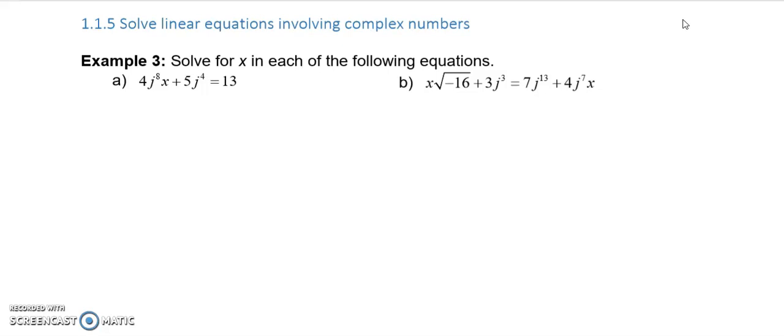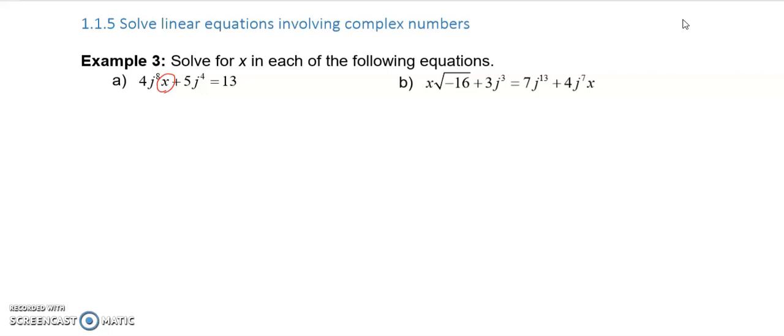Let's have a look at the very first equation here. We have 4 multiplied by j to the power of 8 multiplied by x. So there's your variable. That's what you have to solve for. Plus 5j to the power of 4, and remember that's just a number. You're not solving for j, remember. You know what j is. j is the square root of -1, that imaginary unit, and then it's equal to 13.